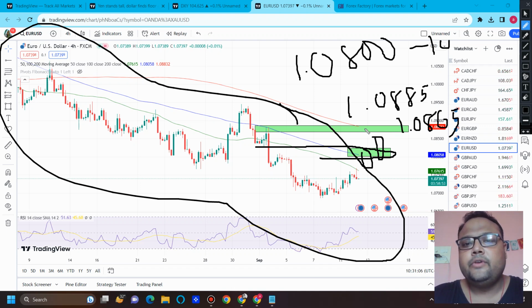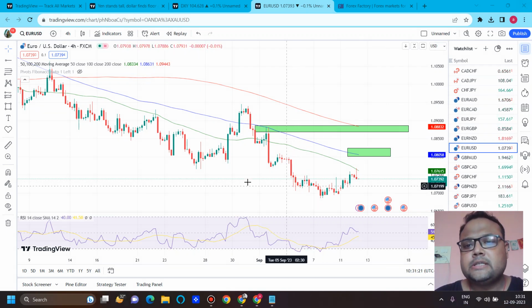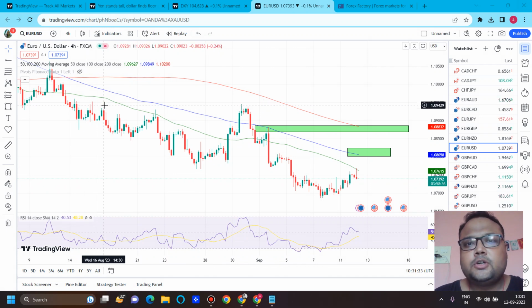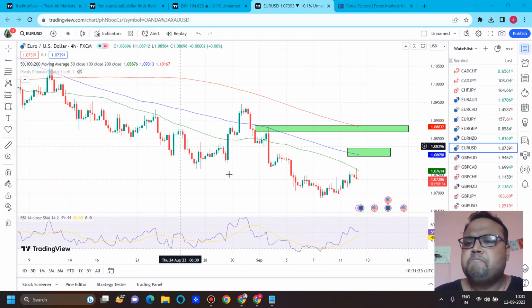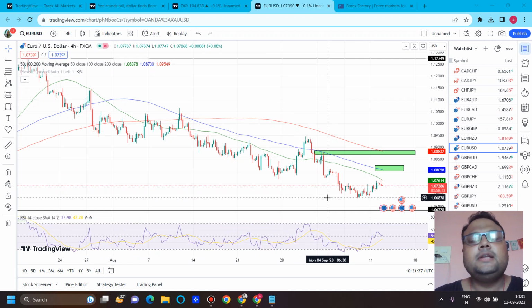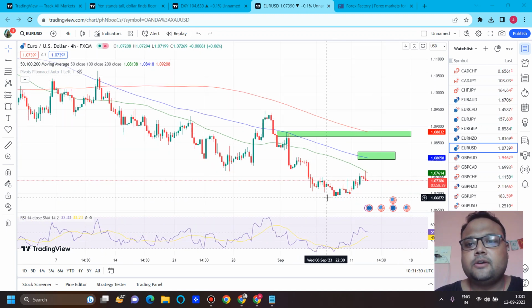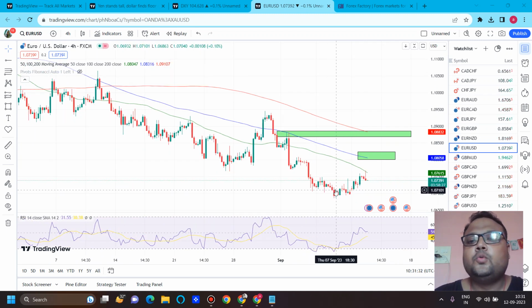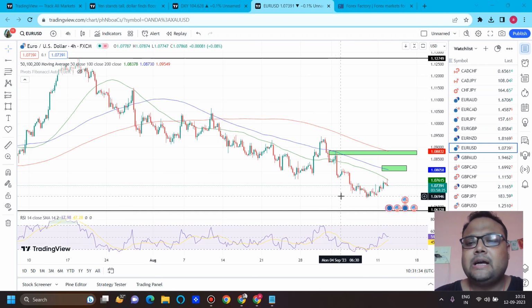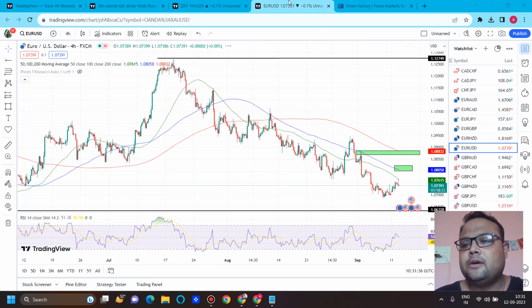The 200 moving average and the previous price rejection around the area make 1.0885, 1.0865 a very lucrative level to go for a sell. So these are the levels where I'll be looking for sell opportunities. In this type of market structure where sellers are dominating, trusting the support level or the previous low to work as support is very risky. So I will not recommend any buy position around this area.